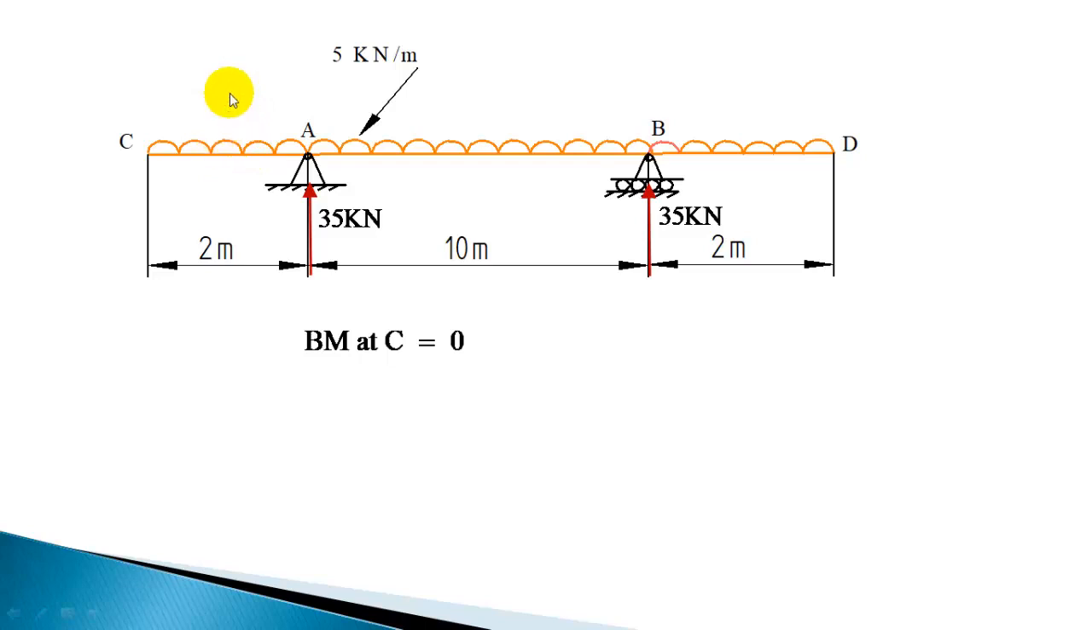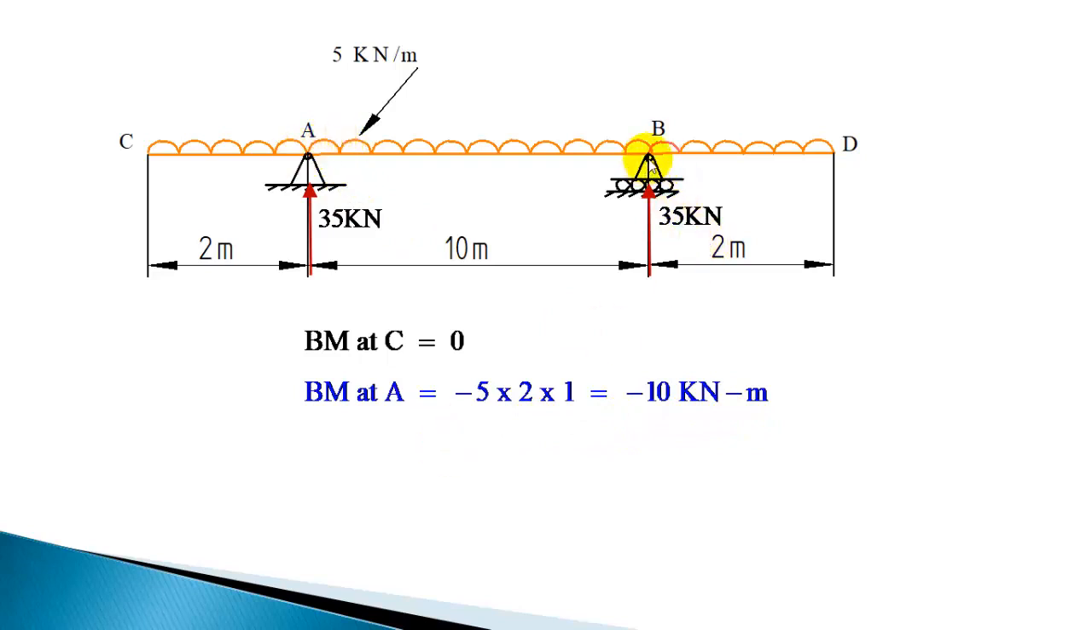So 10 kilonewton acting at a distance of 1 meter. Now this 10 kilonewton is a downward force. It will produce a negative moment with respect to point A. So minus 10 into 1, that will be the bending moment at A. Minus 10, that is 5 into 2 into the distance 1. So minus 10 kilonewton meter is the bending moment at A.